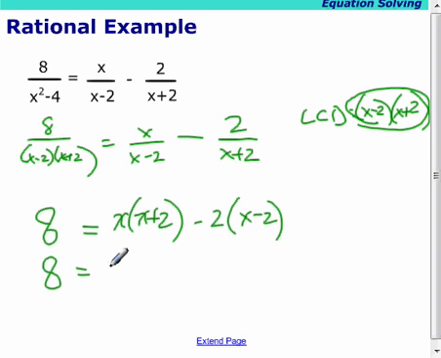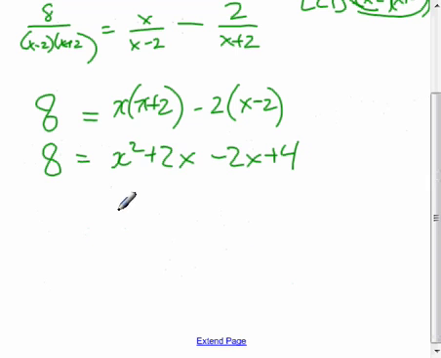Now it's just simply simplify it. So 8 is equal to x squared plus 2x minus 2x plus 4. Simplifying a bit more, the 2x's would cancel, so I have x squared plus 4. If I take the 4 to the other side, it'll subtract. I'll come up with x squared is equal to 4, and x is equal to plus or minus 2. Boy, I feel smart.